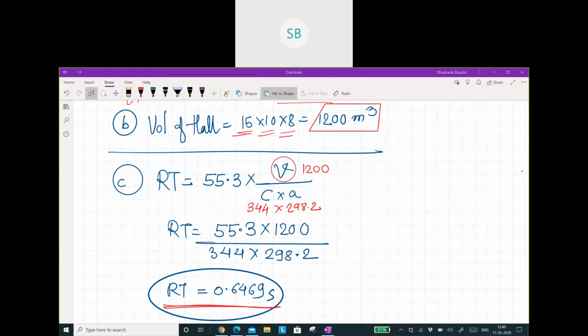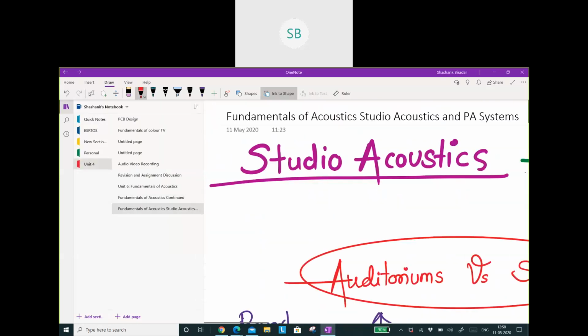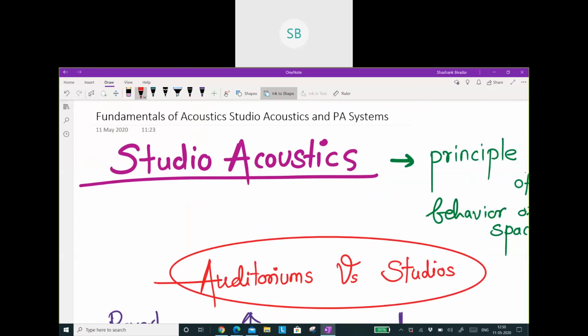You can use this method to calculate reverberation time for a particular enclosed area, right? Okay, so this was the part left from the last lecture. So today we will be starting this one. So we are having the studio acoustics.